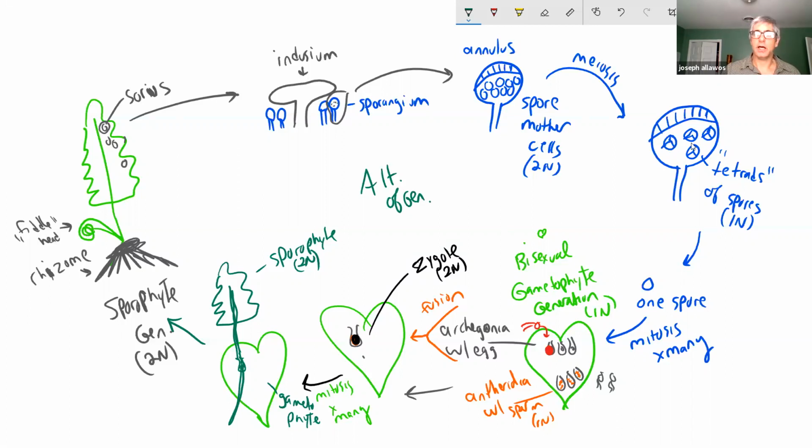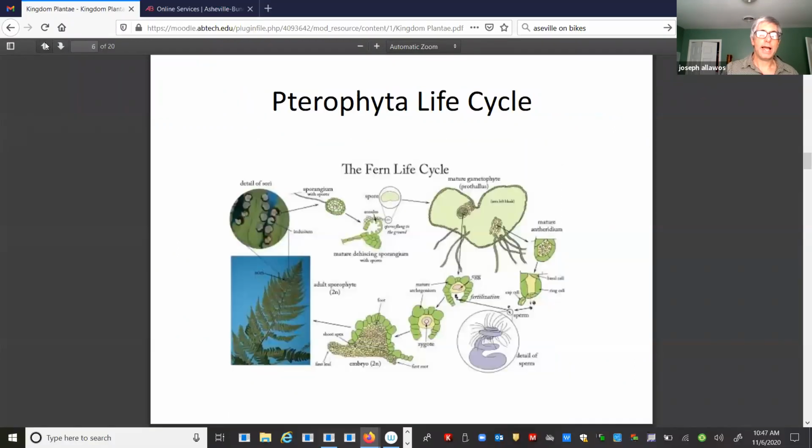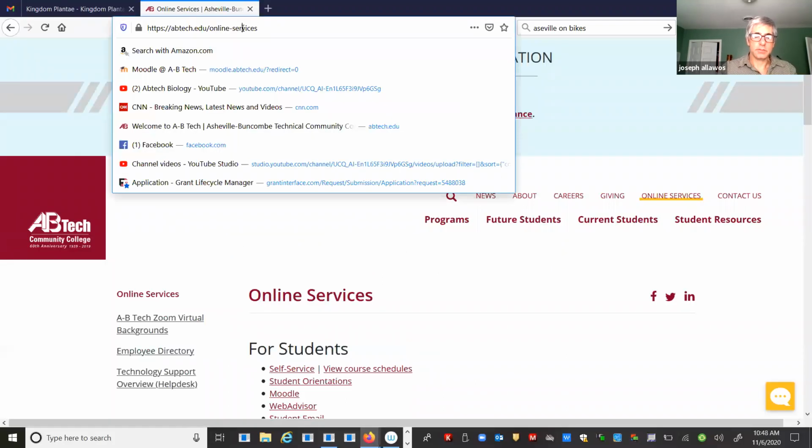But let's look at some pictures now, just for fun, so that we can see what this stuff looks like. Now, if we go back, this life cycle should make sense. You can see the sori with their little indusium and their sporangia. This isn't the greatest image in the world. There's the annulus. Okay, there's the gametophyte. Let's look at some real life gametophytes.